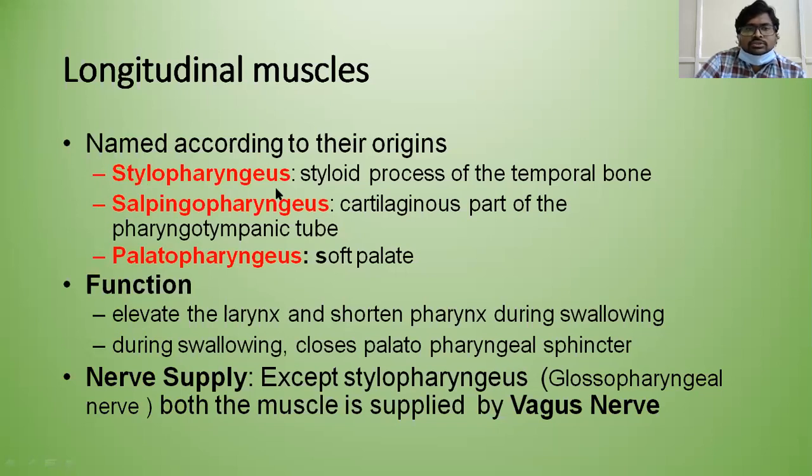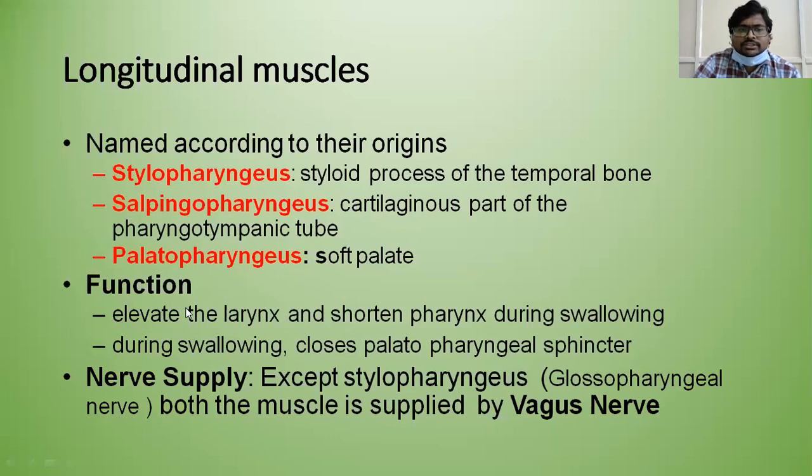Stylopharyngeus, stylo. So it arises from the medial surface of the base of the styloid process, which is a part of the temporal bone. Salpingopharyngeus. Salpingo, as I said earlier, wherever you have salpingo, it means tube. The tube here is the pharyngotympanic tube, that is the eustachian tube. This salpingopharyngeus arises from the inferior surface of the cartilaginous part of the pharyngotympanic tube. Finally, palatopharyngeus. About palatopharyngeus, we have discussed in the last class. It arises from the palatine aponeurosis of the soft palate.